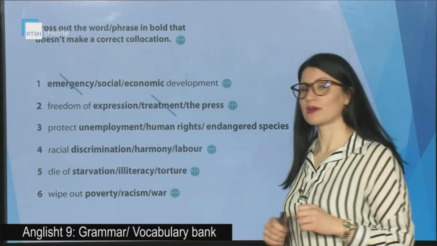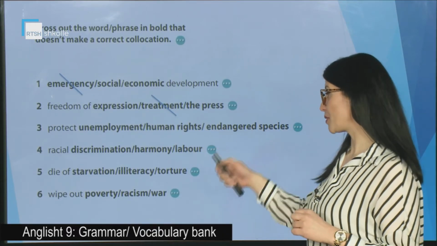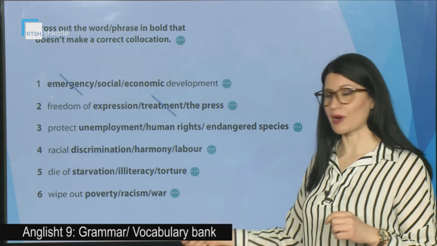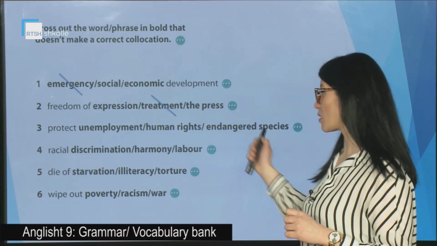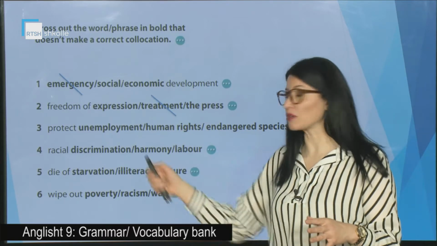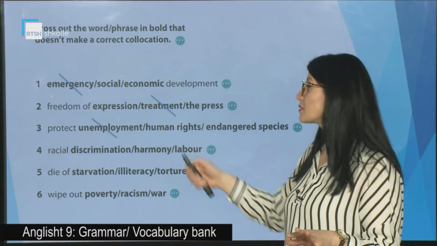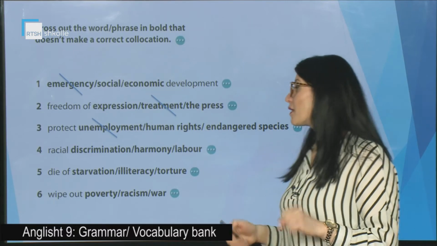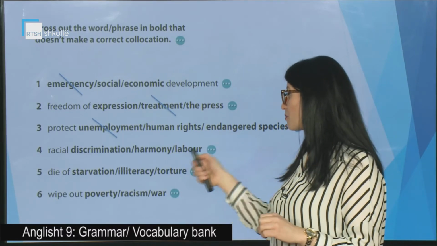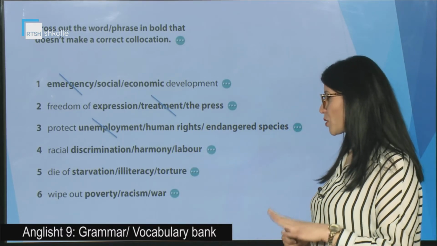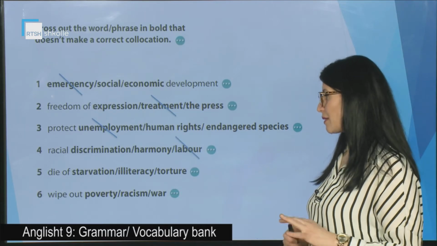So let's start with number 3. We say protect unemployment, human rights, and endangered species. Which one does not belong to the word protect, does not go with the word protect? It is unemployment. Then we have racial discrimination, harmony, or labor. The word we're going to omit here is labor.